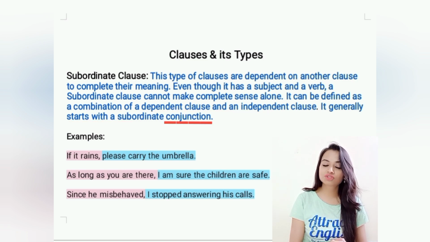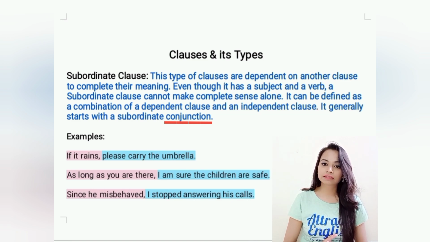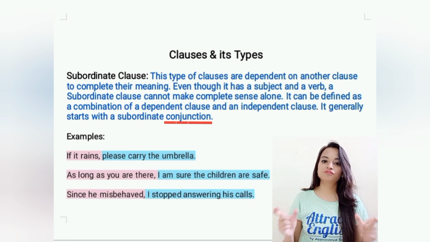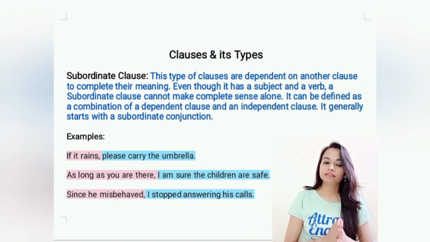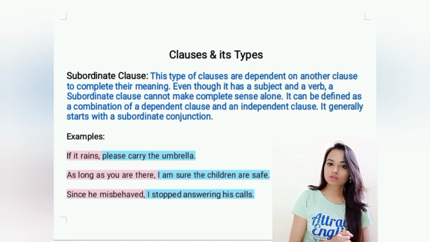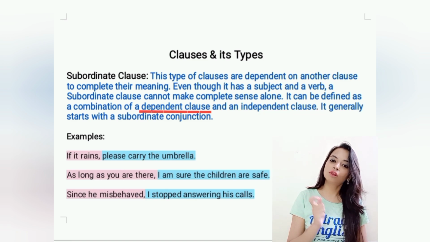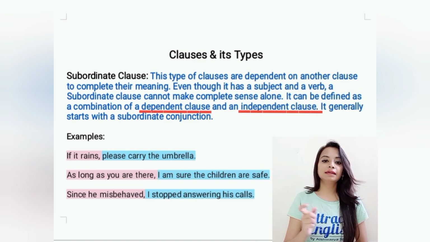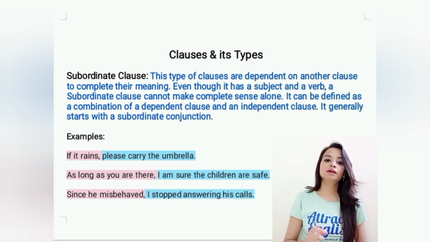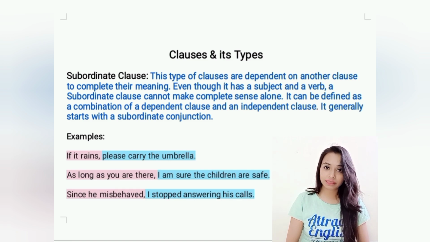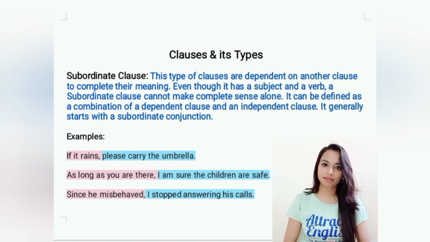Now what is a conjunction? It is a word that is used to combine or join two different words, phrases, clauses or sentences. And a dependent clause and then the independent one. A dependent clause is always used with an independent clause so that the dependent one gets meaning, or it is capable of completing its meaning with the help of the independent one.